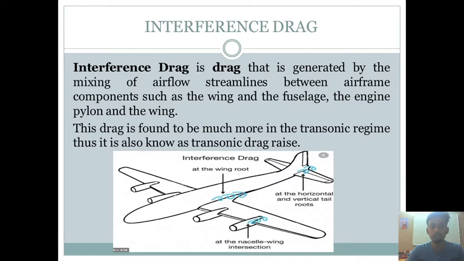This drag is found to be much more in the transonic regime, that is also known as the transonic drag rise. So in this picture we can see that in the joints like the wing and the fuselage joints, the engine payload and the wing joints, the horizontal stabilizer and the fuselage joints, the interference drag is more, okay?